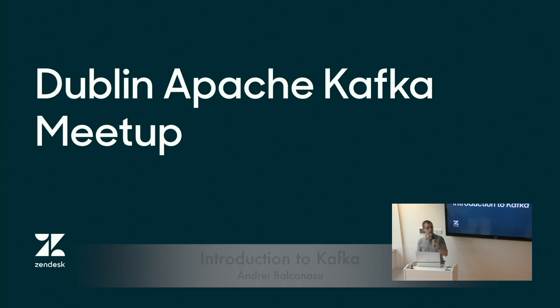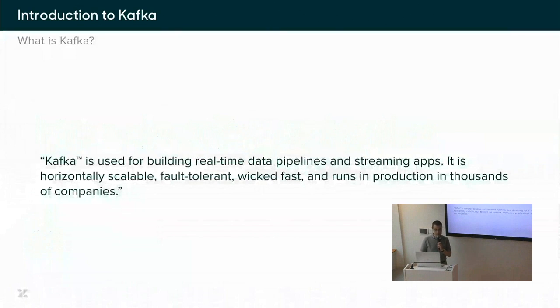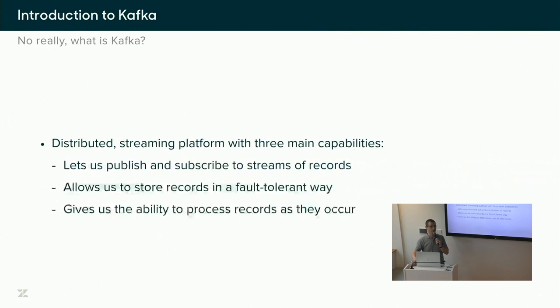So let's begin with a small introduction to Kafka. When you try to find out what Kafka is on the Confluent website or on the main website, there's this blurb that says Kafka is used for building real-time data pipelines and streaming apps. It is horizontally scalable, fault-tolerant, wicked fast, and runs in production in thousands of companies. So apart from a dozen buzzwords that will get you a great buzzword bingo, what is Kafka really?